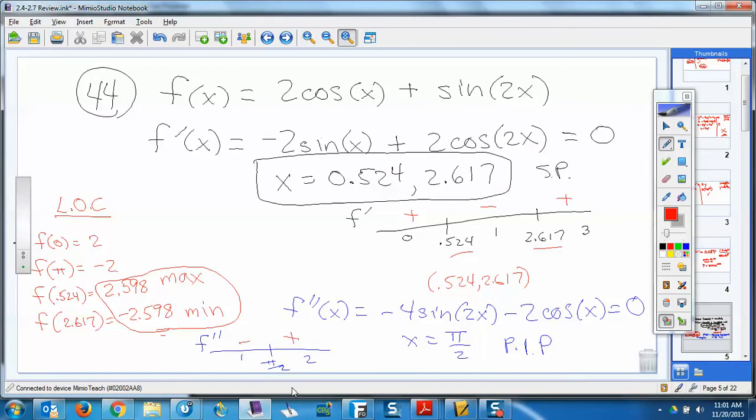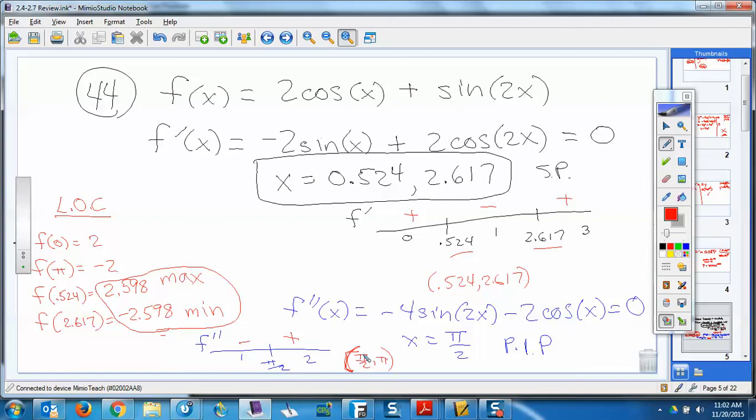So that is an inflection point, but the question was, where is f concave up? From pi halves to where? Pi. Oh, usually on these questions we don't include the endpoints. On the increasing, decreasing, concave up, concave down, we usually do not include the endpoint. Not a big deal if you do. Pi halves to pi. Concave up, right? There you go. That's it.